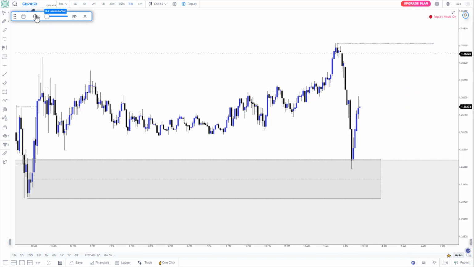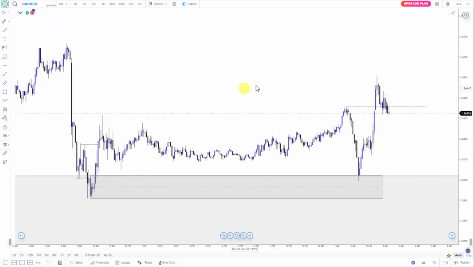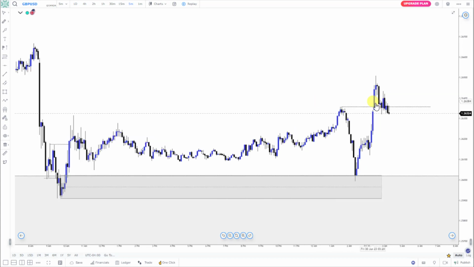So what you're going to do is target that particular high, and you see price takes that high very quickly and fast. So this is a very simple strategy, and this is where price is currently at. This is GBP USD, the 5 minutes time frame where we got our entry, and today's date is 30th of June, the last day of June.